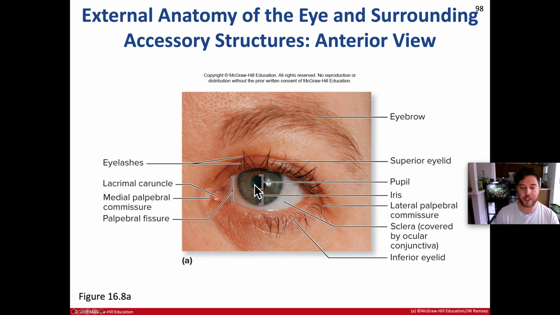Your eyebrows, your eyelids, you have your pupil, which is the dark center where the light passes through, the iris being the colored portion of the eye. You have your sclera, which is this whitish portion covered by that ocular conjunctiva. Remember, that transparent lining over top of it is the conjunctiva. The palpebral fissure is the space between your eyelids. It can be wide or it can be almost non-existent, just depends. You have your lacrimal caruncle, so part of the lacrimal gland. And I think that's good.